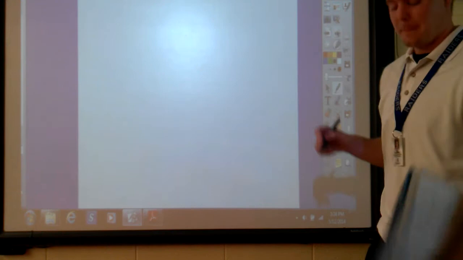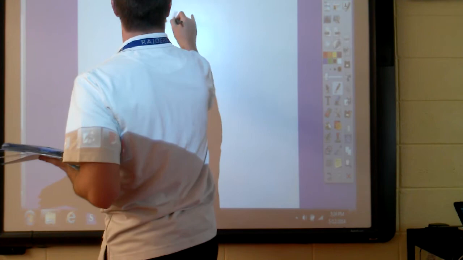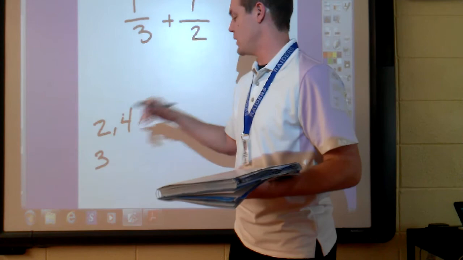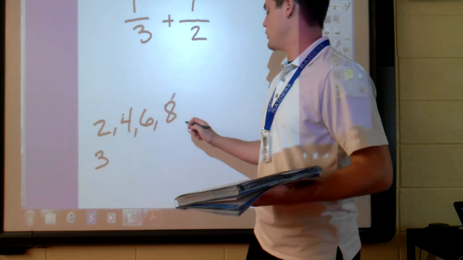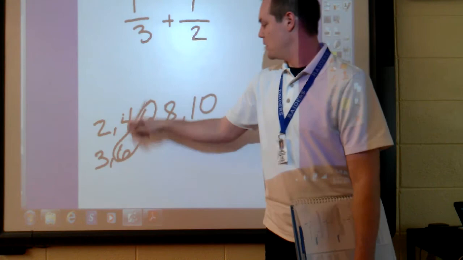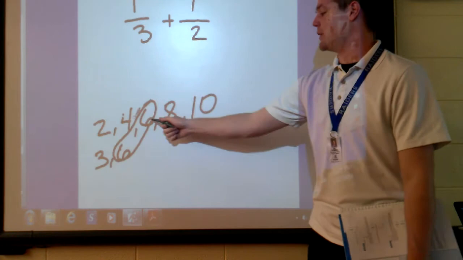Next, example 4. We are adding 1 third plus 1 half. We need to write down our two denominators, 2 and 3, and figure out what the least common multiple is. 2 times 1 is 2, 2 times 2 is 4, 2 times 3 is 6, 2 times 4 is 8, 2 times 5 is 10. 3 times 1 is 3, 3 times 2 is 6. I noticed that I found a multiple that both 2 and 3 have in common, so I know that my denominator needs to be 6.